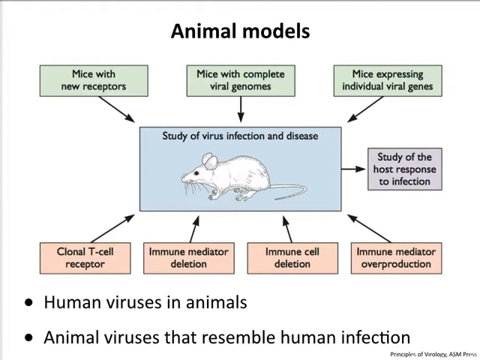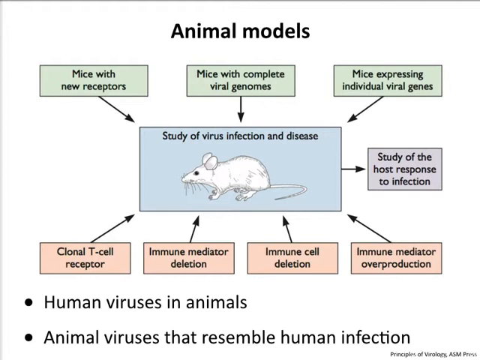We've already seen a little evidence of this in our discussions on immunity, how we can take T cells from one animal and give them to another. You can put human immune systems into mice for viruses that require a human immune system to replicate in, like HIV-1. You can delete parts of the immune system. You can overproduce cytokines, for example. Lots of things that you can do. And of course, then you go on to study what the virus does in that animal model.